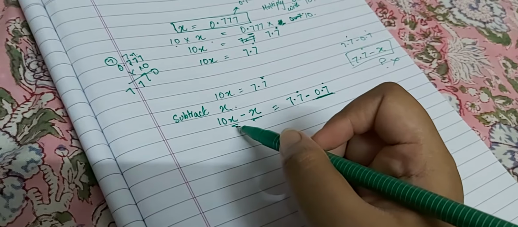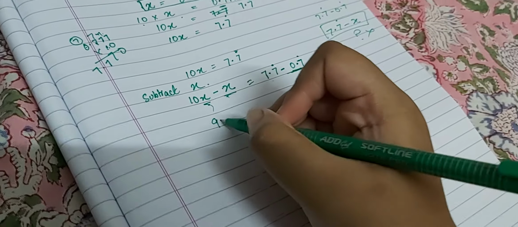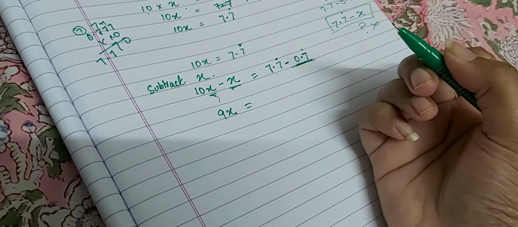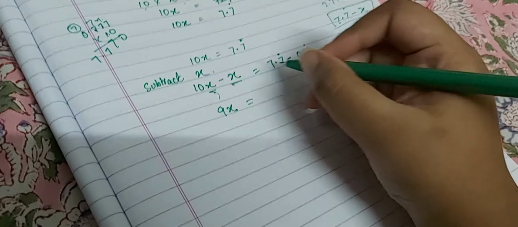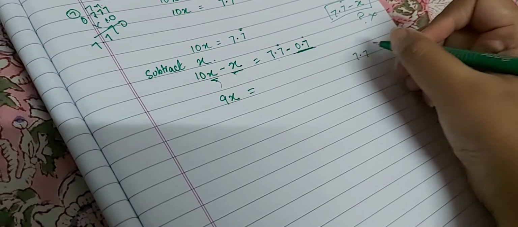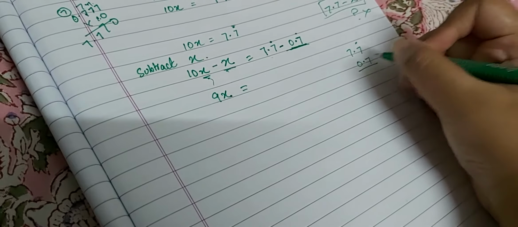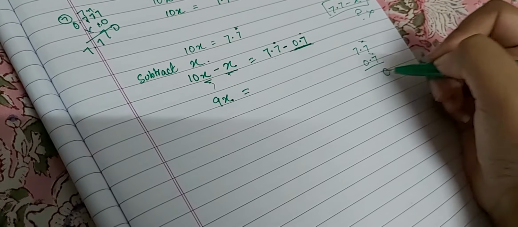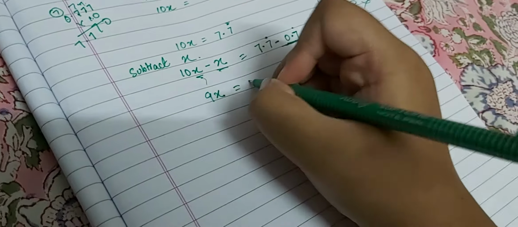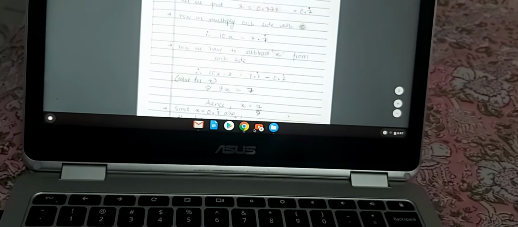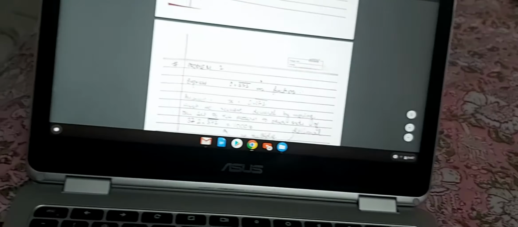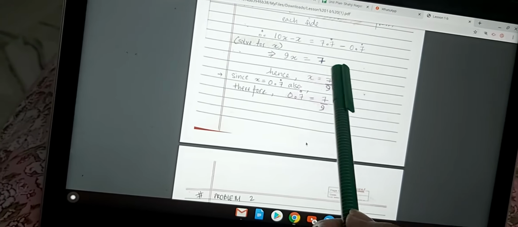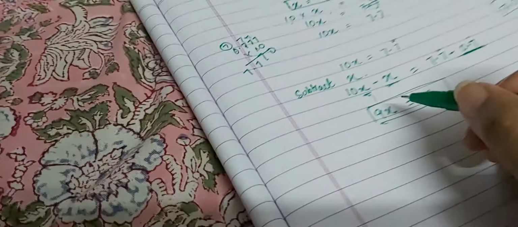Now look, 10x minus x is 9x, which is equal to 7.7 recurring minus 0.7 recurring. We cancel the recurring. 7 minus 0 is 7. So 9x is equal to 7. See, do I have 9x is equal to 7 here? See, 9x is equal to 7.